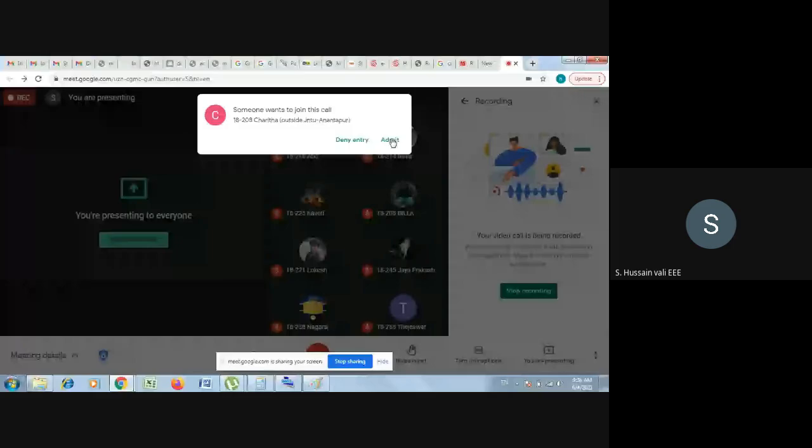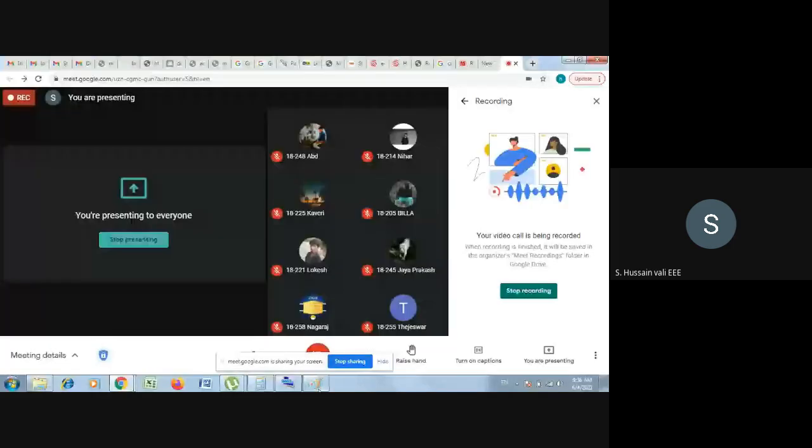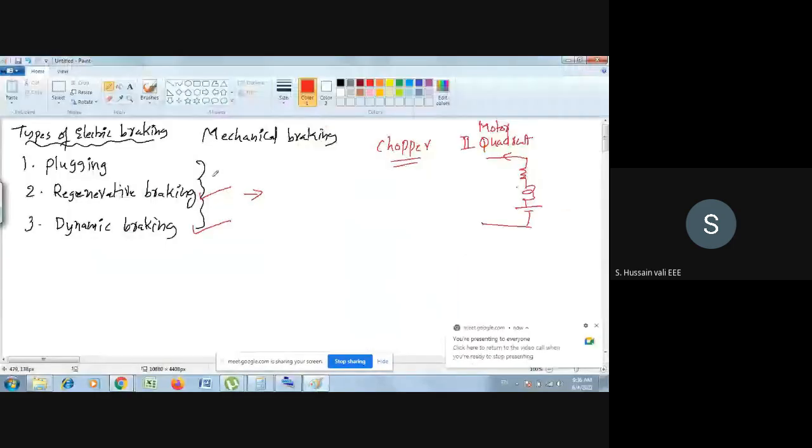So you see the logic here. What is the logic behind this? In regenerative braking, the main intention of this method is to collect power from the motor. So how do you collect? First of all, why do you want to collect power?